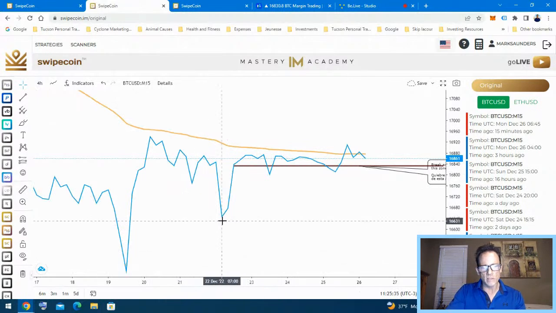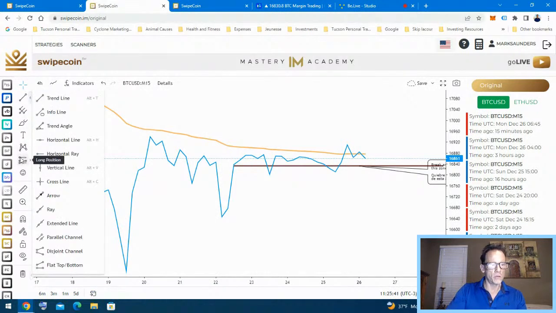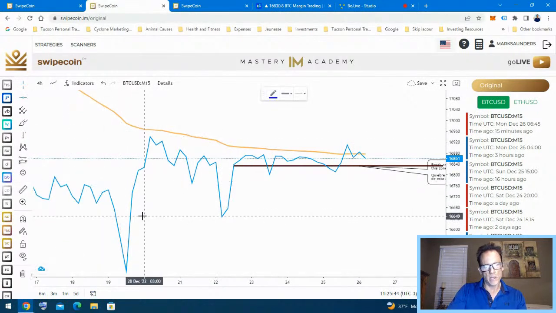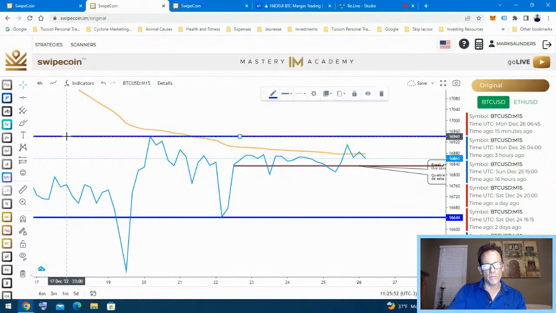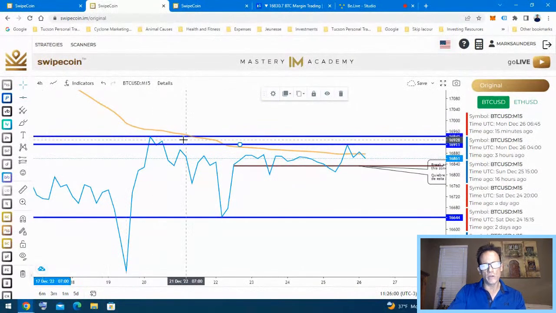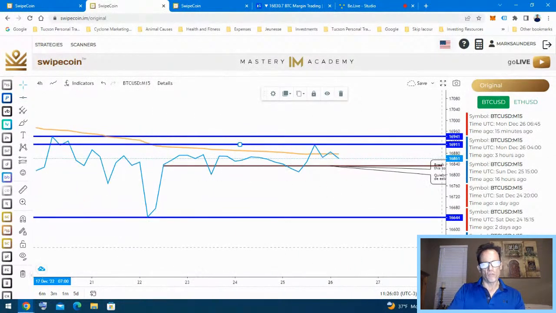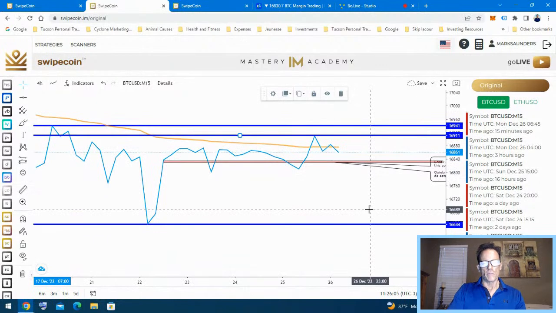On this 22nd right here, it was a low right there. I'm going to make a horizontal line there. I'm going to make the color blue because these are my highs and lows of the week that I'm looking at. This is really more than a week, but these are going to be two different important levels right here. I'll just note that for my notes.